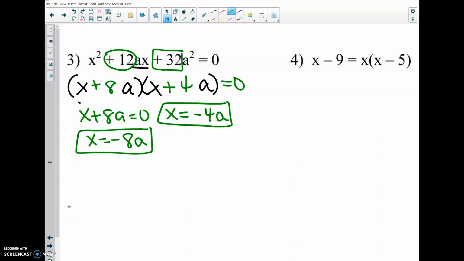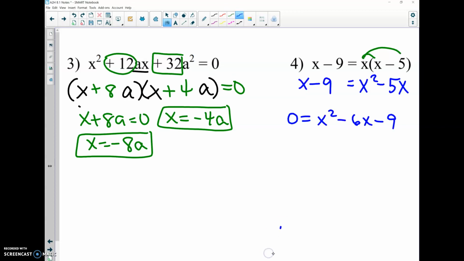It looks like we are nice because it has factored on the right-hand side of the equation. However, nothing is set equal to 0. So simplify by distributing this x and moving your entire simplified equation to one side to set it equal to 0. So I decided to move this x and the 9 to the right-hand side so that x squared would be positive. So negative 5x minus x, negative 6x. Move the 9 over. This should be a plus. My apologies.